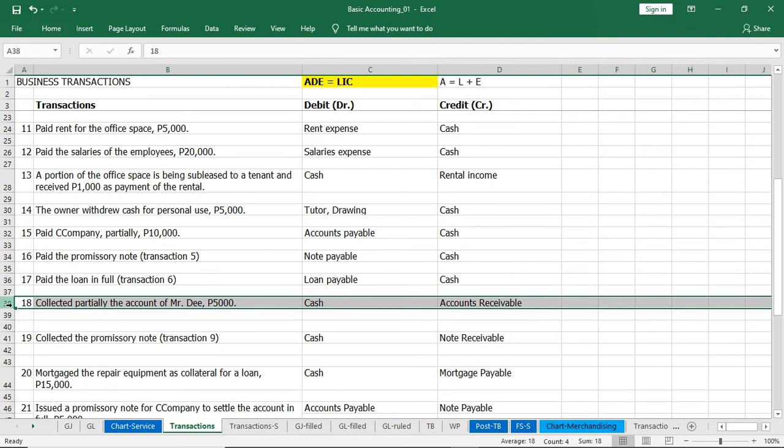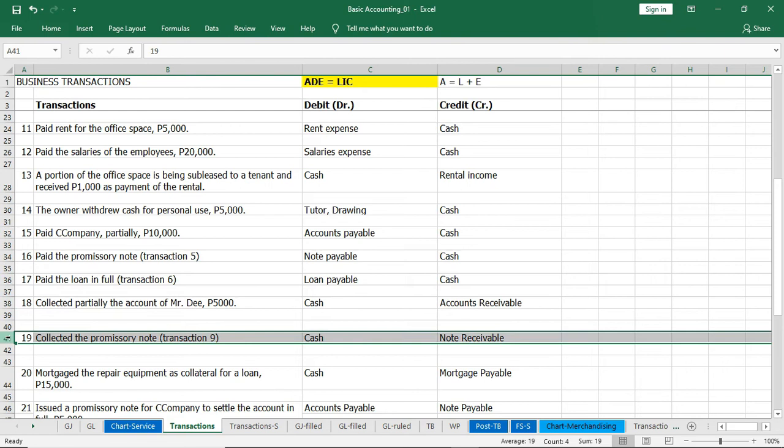Number 18, collected partially the account of Mr. D. Di ba yung receivable natin kanina? Na-collect na siya ngayon. Partially lang, 5,000 only. So, naka-receive tayo ng cash, debit to cash. Tapos, since na-receive na natin yung account, kabawasan na siya sa accounts receivable. So, credit to accounts receivable.